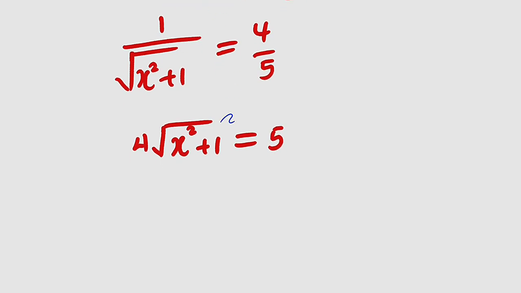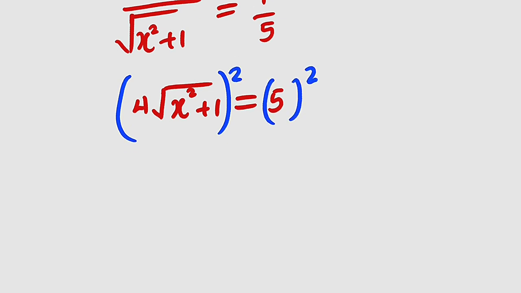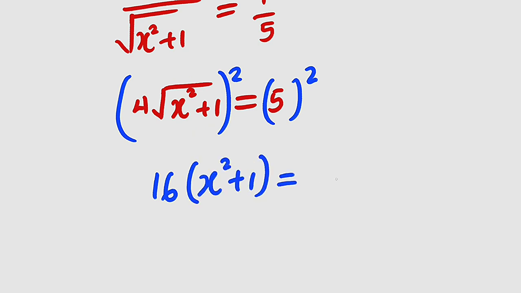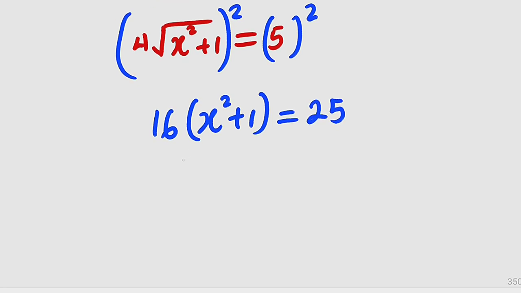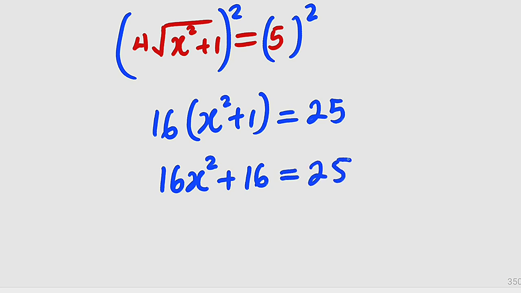Now let us square both sides. If you square this, you have to square this. Squaring the left hand side, 4 squared is 16, and the square root of x squared plus 1, squared, the power of 2 clears the square root, leaving x squared plus 1, and this is equal to 5 squared, which is 25. Let's expand the parentheses. 16 times x squared is 16x squared, plus 1 times 16 is 16. This is equal to 25.